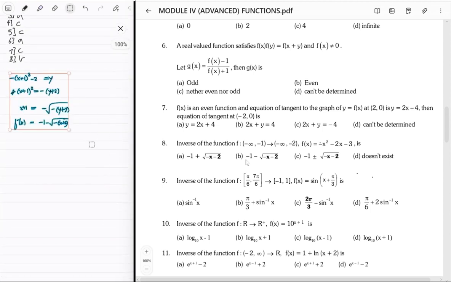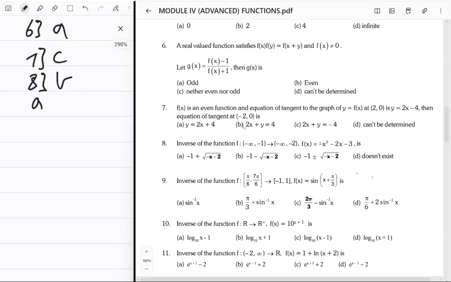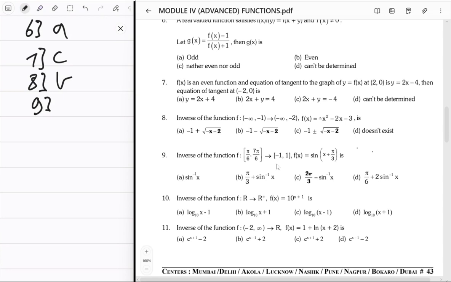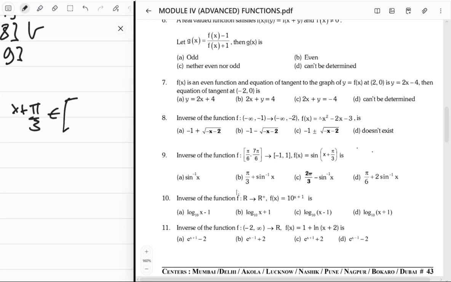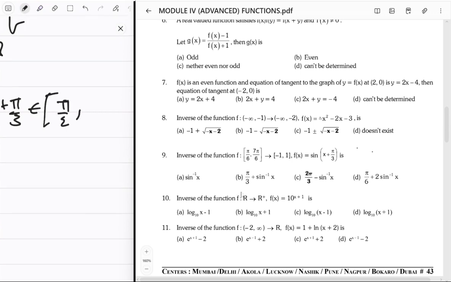Ninth: inverse of this function, f(x) is equal to this, from negative 1 to 1. Oh, it's only going from pi upon 6 to 7 pi upon 6. So what about x plus pi upon 3? Where does that go from? 30 plus 60 degrees, that's 90 degrees, to 7 pi upon 6 plus pi upon 3, that's 9 pi upon 6, which is 3 pi upon 2.